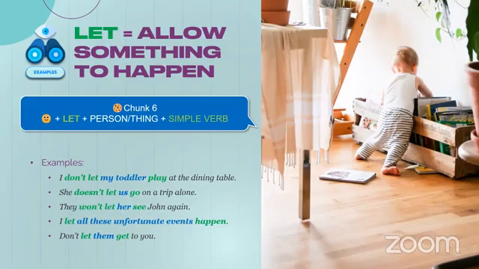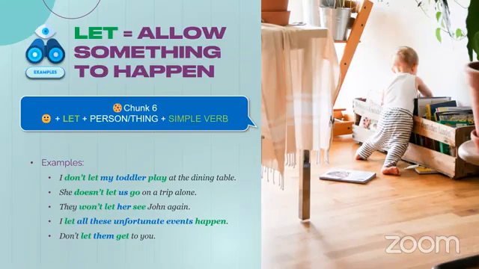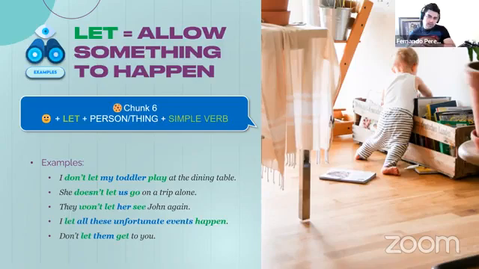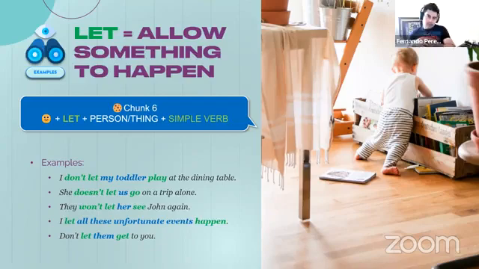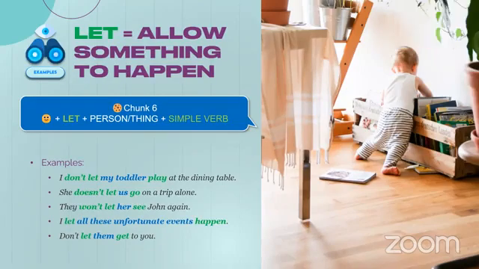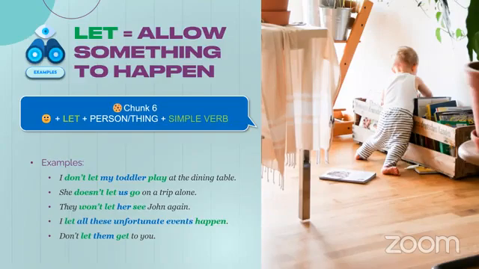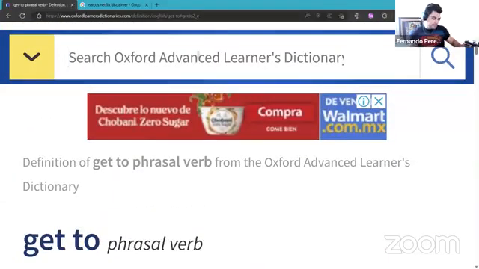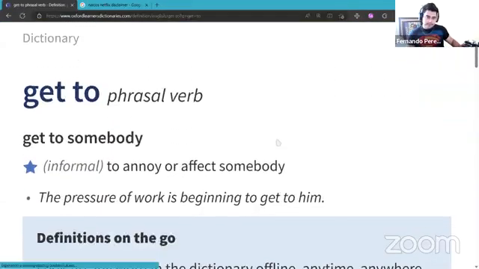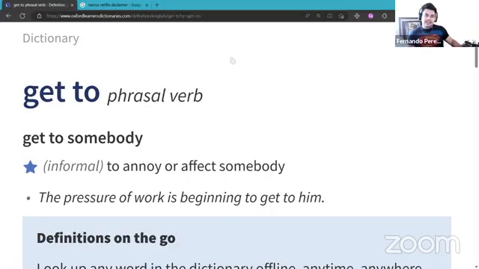In this scenario, "get to" has the meaning that you see in the dictionary, right? When I asked whether "get to" was a phrasal verb in the dictionary, it appears as the one we saw: "get to someone," to affect someone. So: don't let them get to you.